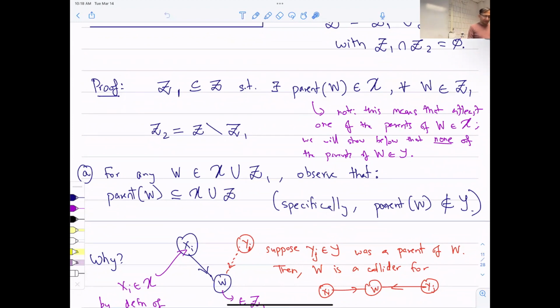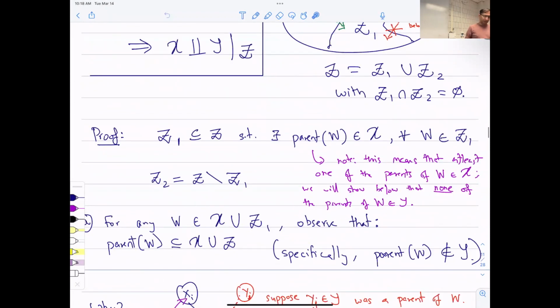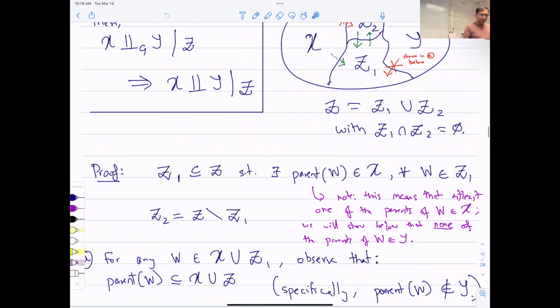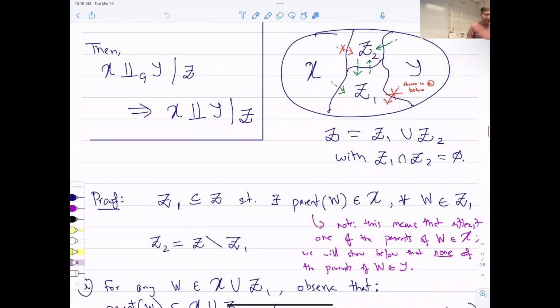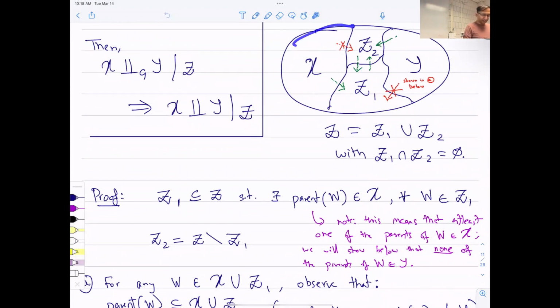Two immediate properties. Look at any node in this set. Any node in this set has parents in only this set. That's the property. Let me draw this again. Look at any node in this set. Its parents cannot be here. That's what I'm saying. Its parents must be here. Why? Let's look at this node. So we know that it has one edge in here. Suppose there's one more here. Then this node would become a collider, and therefore it'll open up a path between these two. But that's a contradiction.